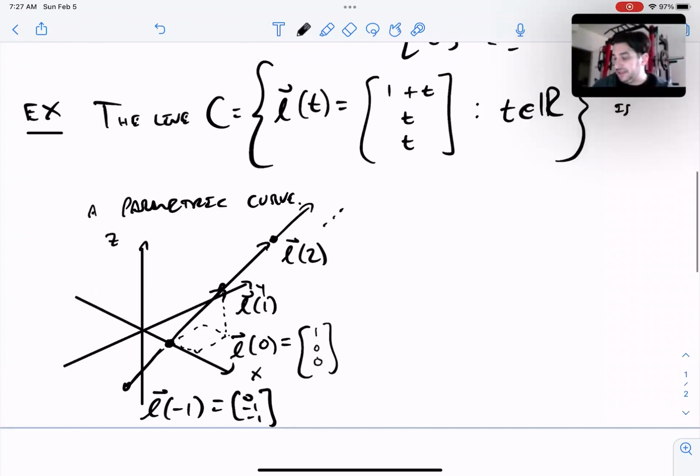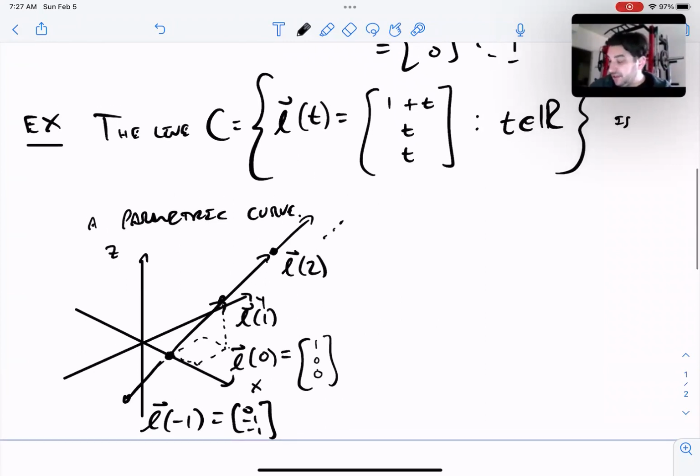So there's another. Now, one thing to note is this set C, you can parameterize it lots of different ways. So you can say this is a parameterization of C, but here's another parameterization of exactly that same curve C. So instead of L, let's call this L1.